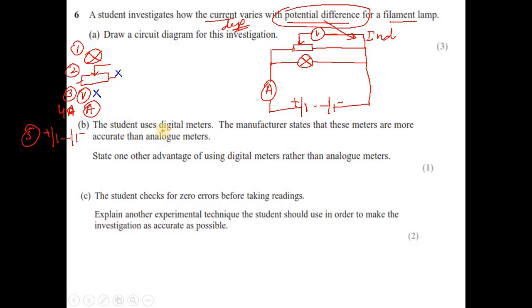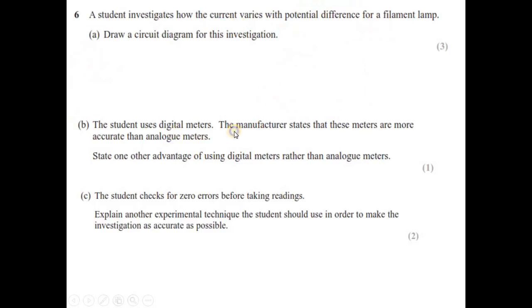The student uses digital meters. The manufacturer states that these meters are more accurate than analog meters. State one other advantage of using a digital meter rather than an analog meter. Clearly, a digital meter is easier to read than an analog meter, because in an analog meter we have a needle and we have a chance of parallax error. So in a digital meter we don't have a chance of parallax error. So you can say that there will be no parallax error in a digital meter.